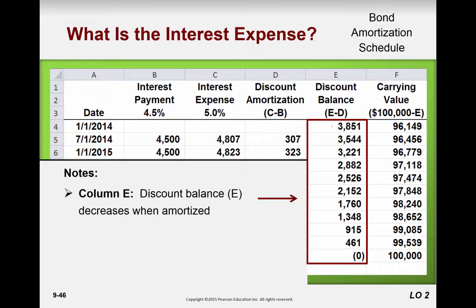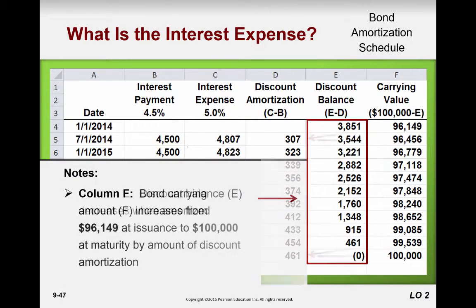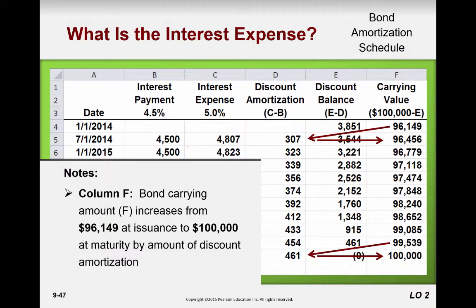Notice that this keeps going down, and here we are increasing. So here our balances are going down, and here our balances are getting higher. And basically your bond carrying amount increases from the 96,149 to our face value.